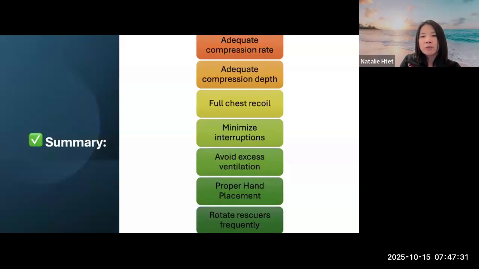Another point is you want to make sure you have your hand placed properly. In an adult, that's the lower half of the sternum, avoiding the xiphoid process, and you want to use a two-handed approach. Make sure the hand placement and the technique produce a smooth, rhythmic compression.